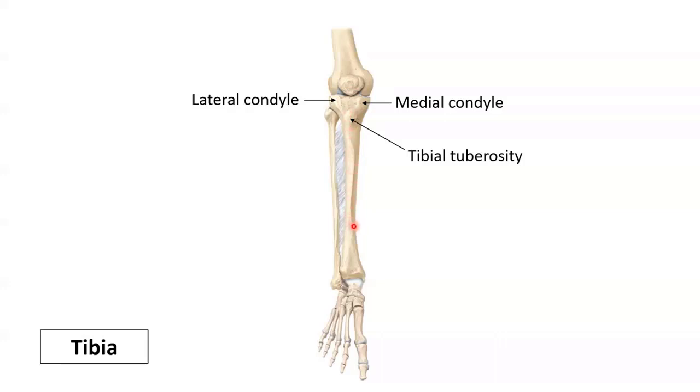Inferior and also continuous with that tibial tuberosity is our anterior crest. It's the sharp ridge that you can feel as your shin bone below the skin.